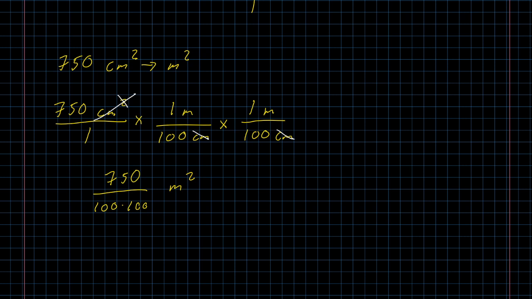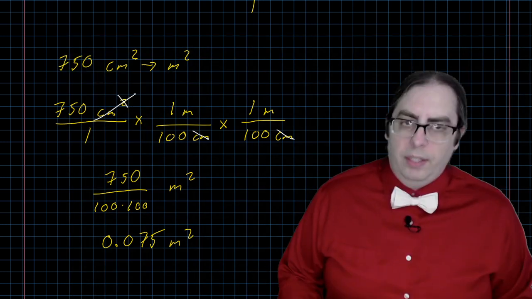All right, 750 divided by 100 is 7.5. 7.5 divided by 100 is 0.075. Right? 750 square centimeters is 0.075 square meters. All right.